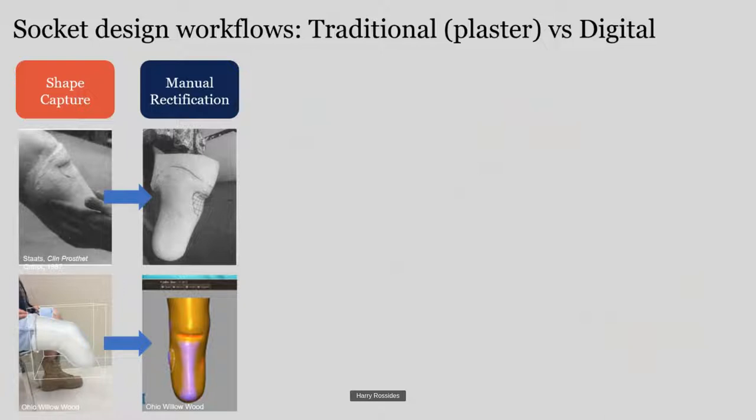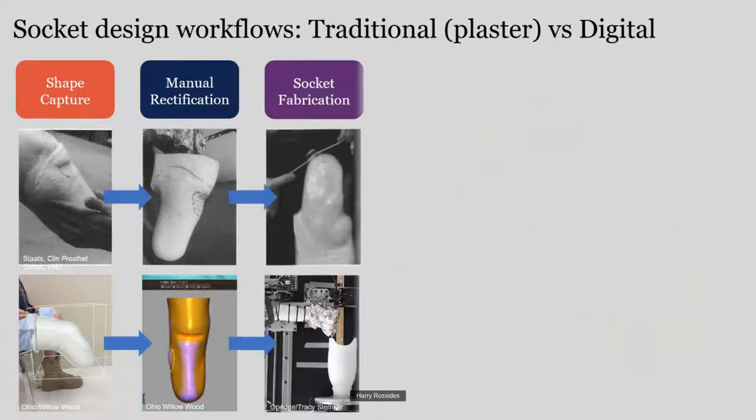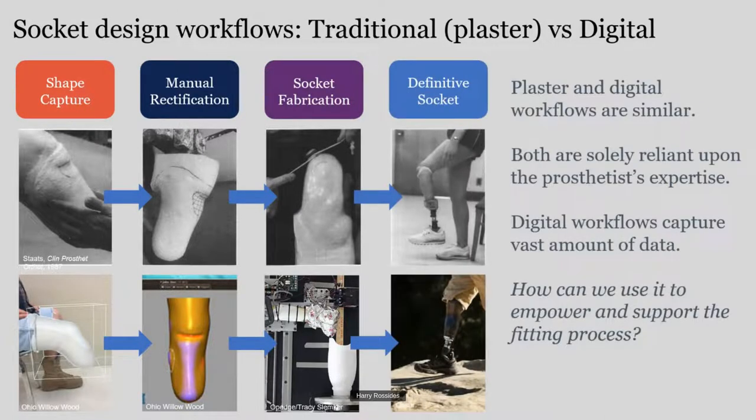Then you need to rectify the shape of the original residual limb in order to load tolerant areas and offload areas with sensitivity. For the traditional workflow, this means carving the plaster at places where you want to apply load, or adding material where you want to offload the pressure. In the digital case, this can be done by modifying the 3D surface mesh using computer-aided design software. Once you are happy with your final design for the socket, you can fabricate it one way or another. And then by attaching the mechanical apparatus, you end up having the final prosthesis.